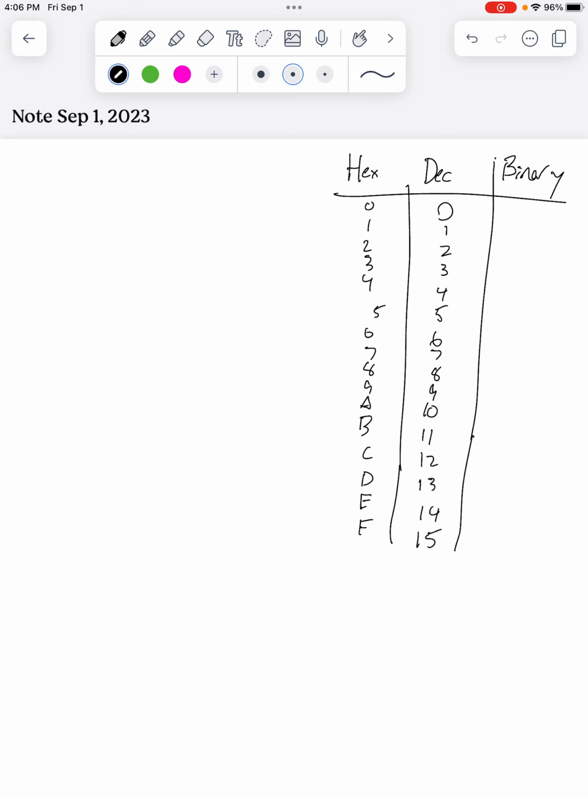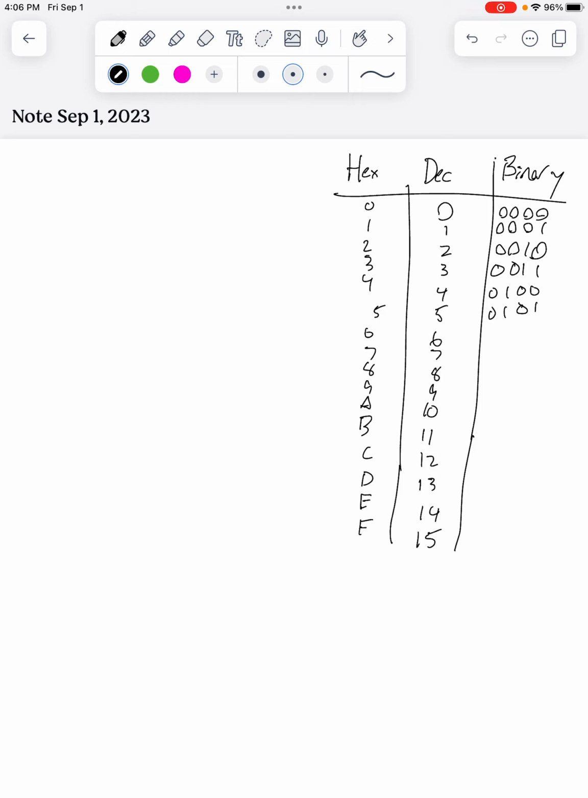And then in binary, I'll write these all out as 4-digit numbers just because hex can be represented the same as binary in 4 digits. So I'll write all 4 zeros to represent 0, and then a 1 is 0001. A 2 is 0010 because there's one number in the 2's place. Then 3 is 0011, 4 is 0100, 5 is 0101.